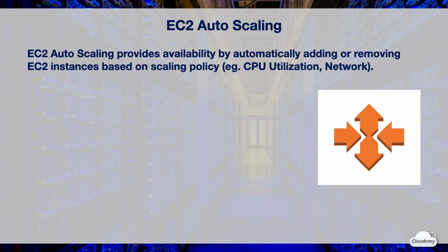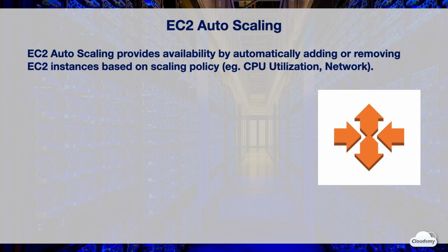EC2 Auto Scaling helps you maintain application availability, and allows you to automatically add or remove EC2 instances based on the scaling policy you define. For example, it can automatically scale instances based on the CPU utilization, network, and HTTP requests.